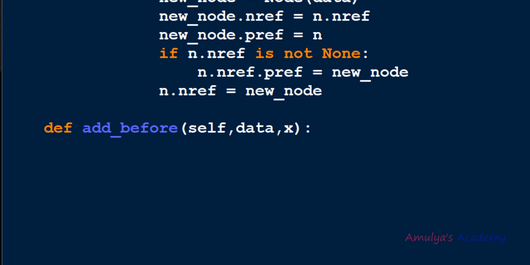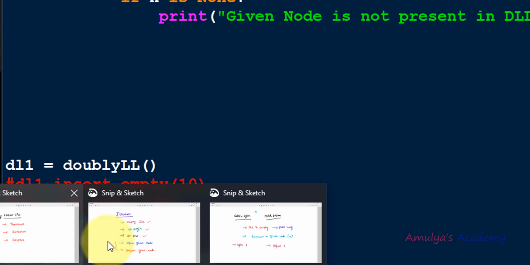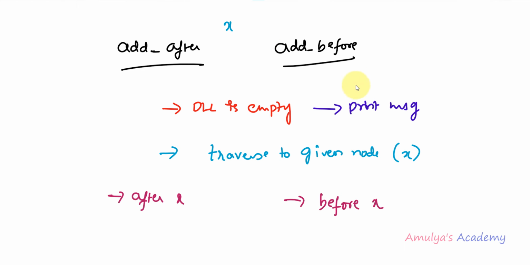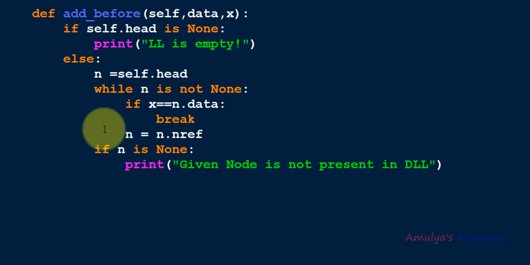If it is not empty, then we need to go to the given position, that is x, and we need to check n is none. So this is the same, so let's copy this. Here I explained you, right? So in the add before method also, you need to check whether the DLL is empty. If it is not empty, traverse to the given node x. So that's what we are doing here. We need to do the same thing here.